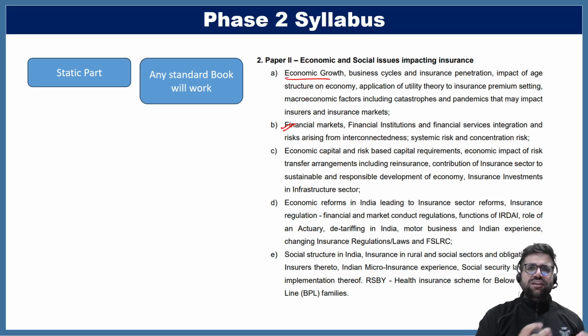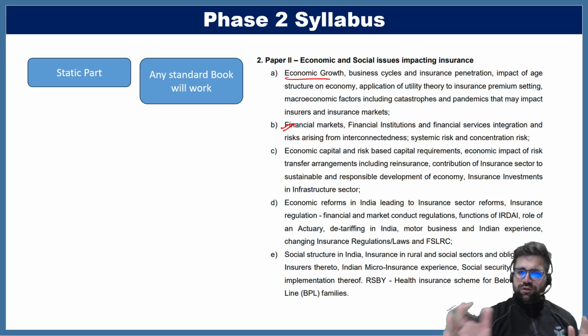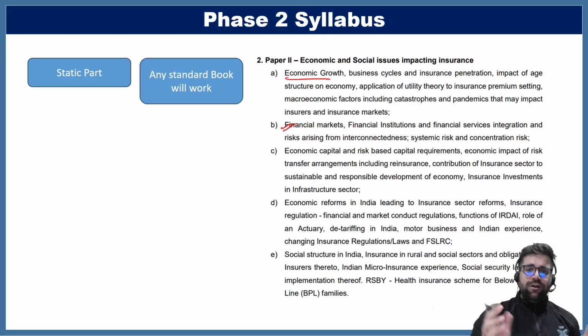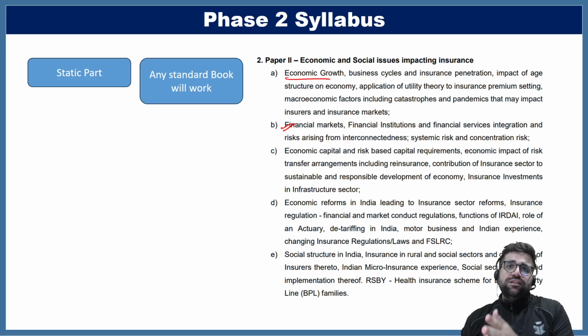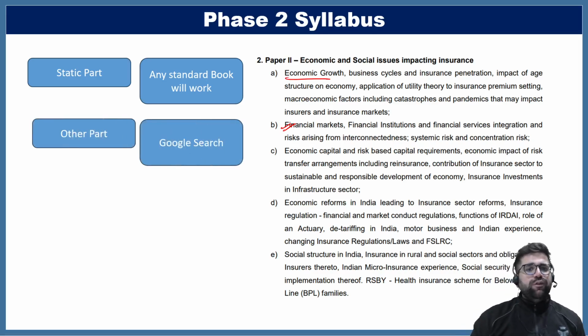You should understand what GDP is, what GVA is. That static understanding can be drawn from any book. If you are studying for RBI, you would have covered economic statics there. Same for NABARD. So that much information is enough. But to understand the economic and social impacts on insurance, my friend, you will have to use a Google search, or you will have to read research papers.